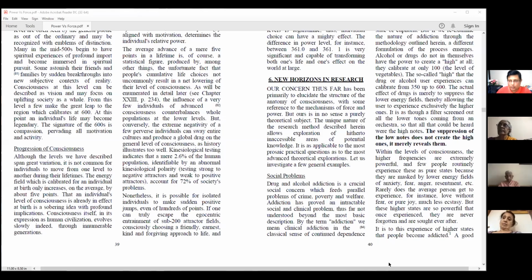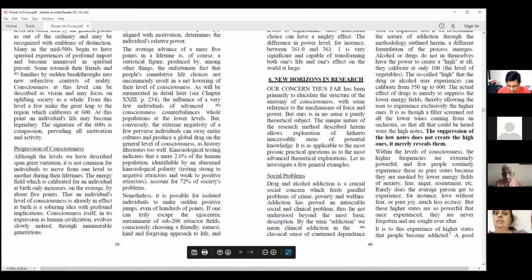So we are reading Power versus Force by Dr. David Hawkins, and we are on chapter 6, page number 103 of the book, and page number 20 of the PDF. Chapter 6, New Horizons in Research.